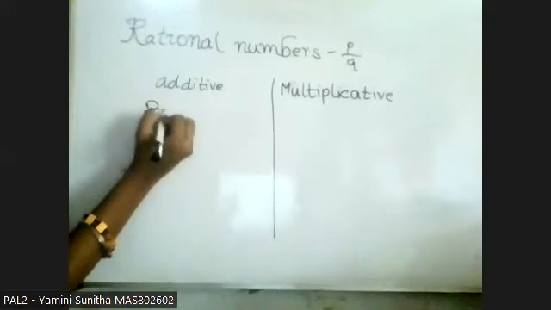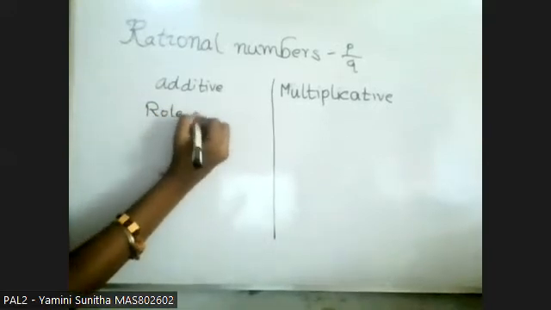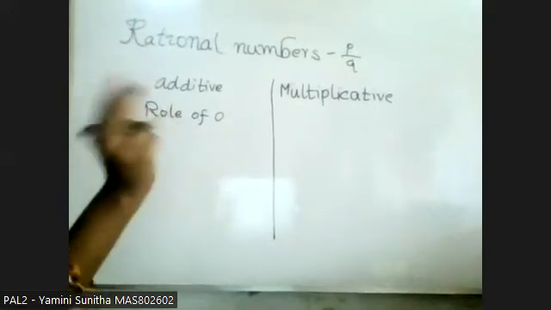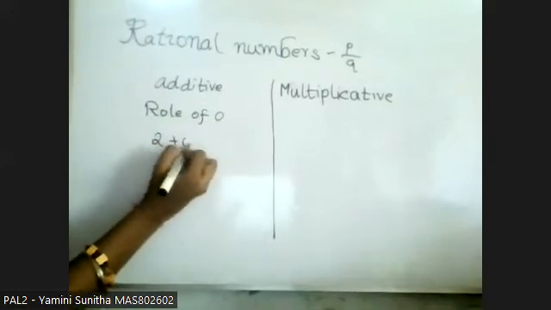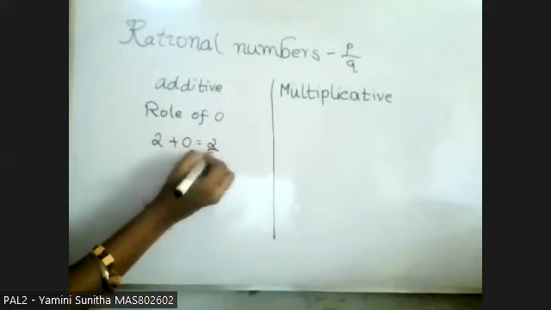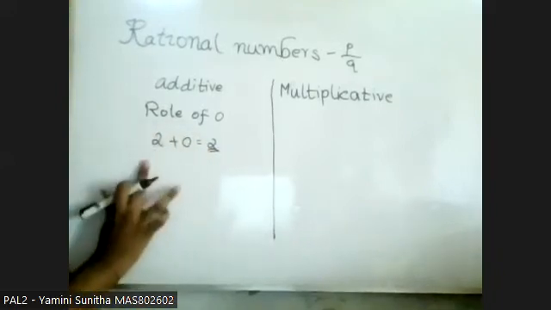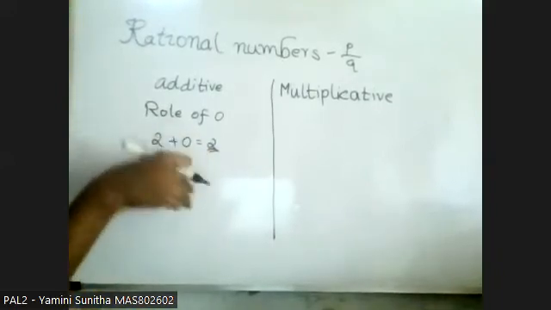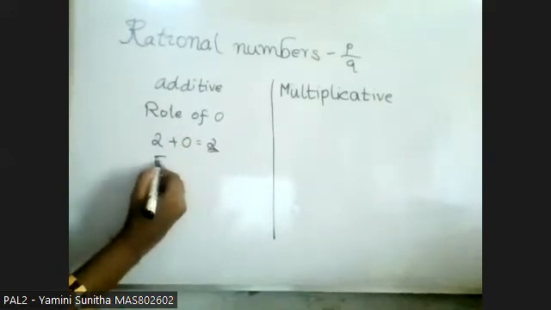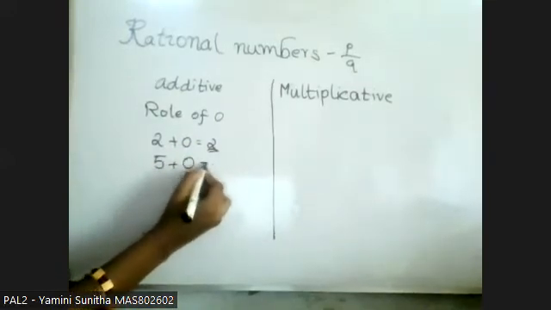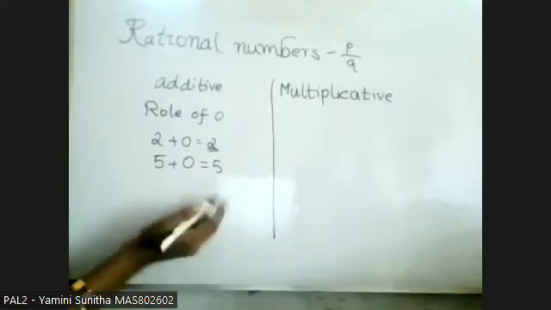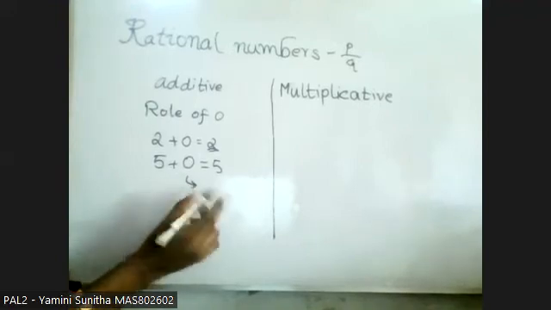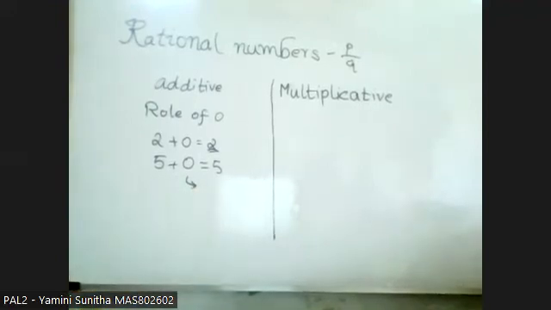In additive identity, we'll discuss the role of 0. What is 0? Any number which is added with 0 will provide the same result. So this is known as additive identity. What is additive identity? Additive identity means 0. So 0 is the additive identity, and it can be asked as a 1 mark question.